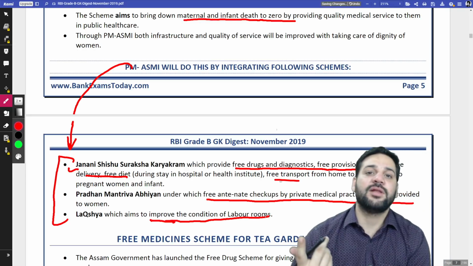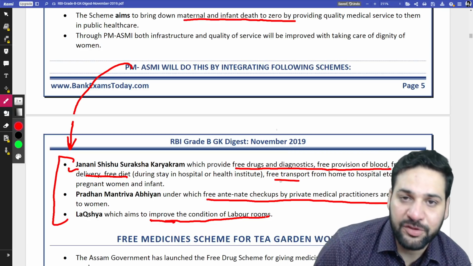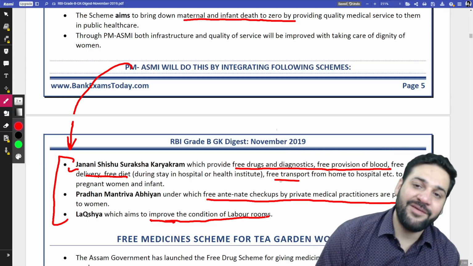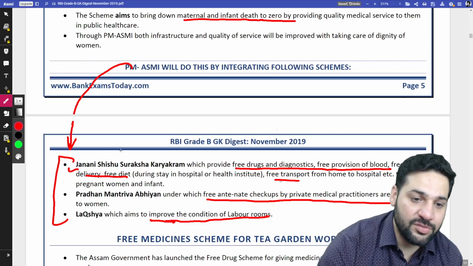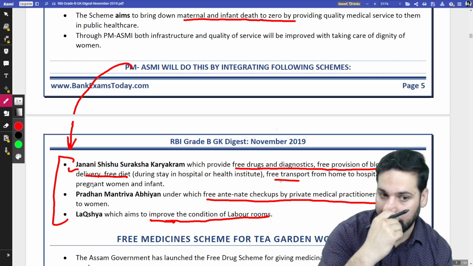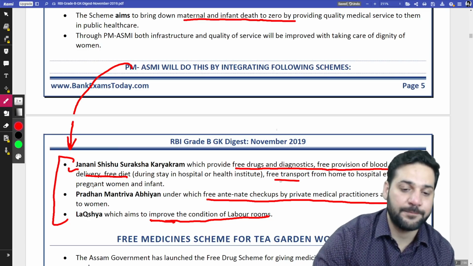So what can be the question in the exam? Which of the following is not part of PM ASMI? One question is the full form of PM ASMI, and the second one is which of the following is not part of PM ASMI. Janani Shishu Suraksha Karyakram, Pradhan Mantri Matritva Abhiyan, Lakshya, these are the parts of PM ASMI. The rest are not. Okay.